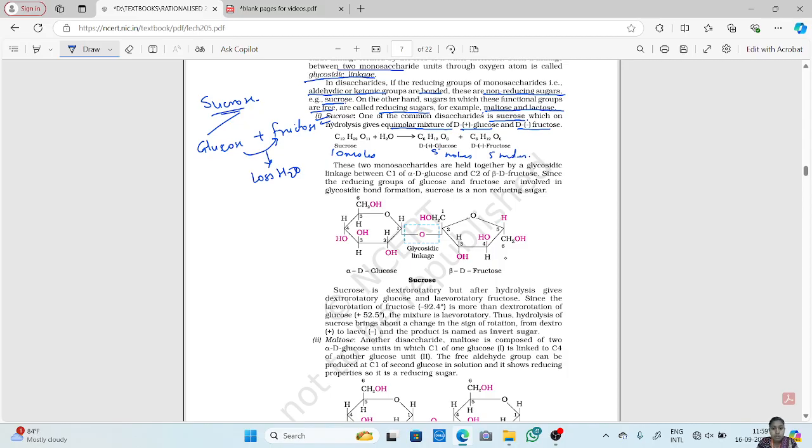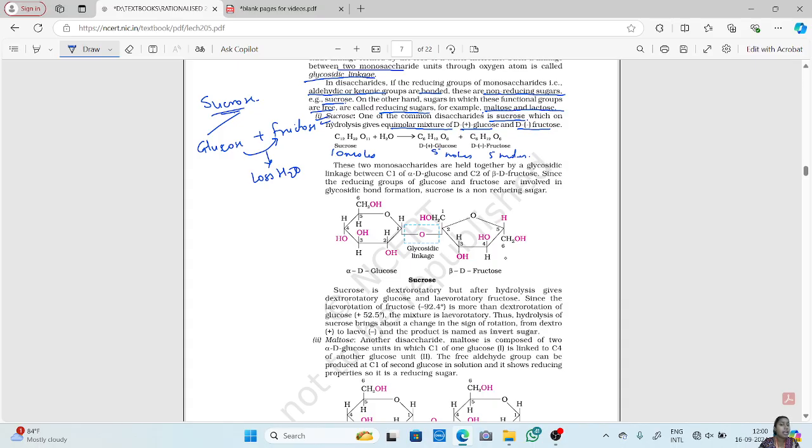Now these two monosaccharides are held together by a glycosidic linkage between C1 of alpha glucose and C2 of beta fructose. Now why C1 of alpha glucose and C2 of beta fructose? Since I told you that sucrose is a non-reducing sugar. What does non-reducing sugar mean?